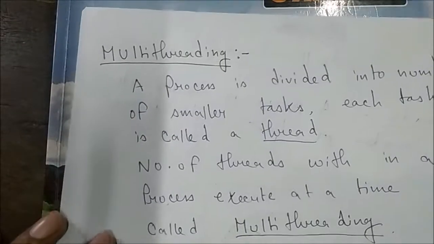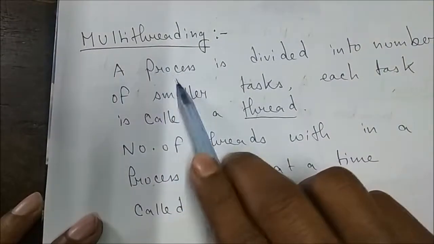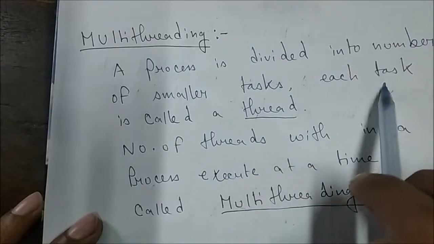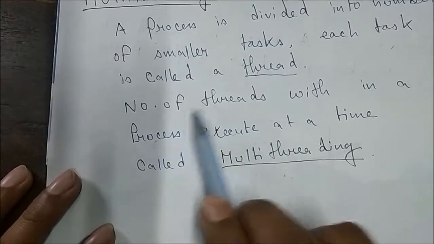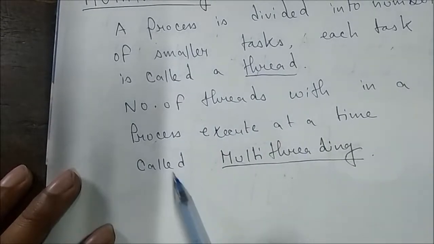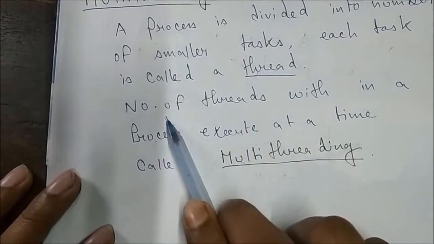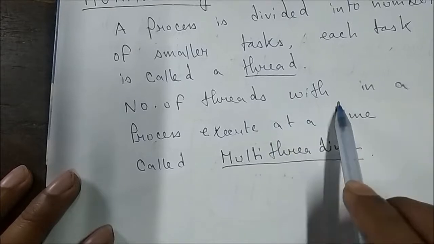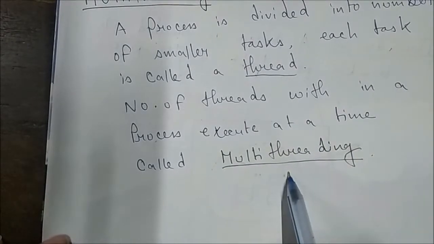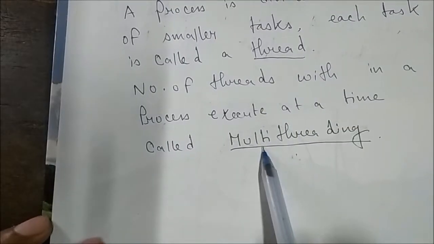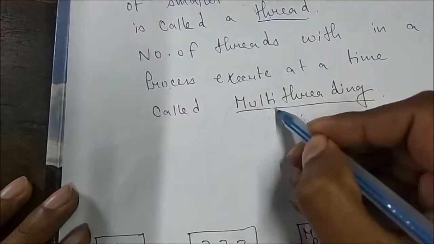Now we'll see about multi-threading. Multi-threading is where a process is divided into a number of smaller tasks. Each task is called a thread. Now what is multi-threading? A number of threads within a process executed at a time is called multi-threading. Many threads lie within a process. This is called multi-threading.